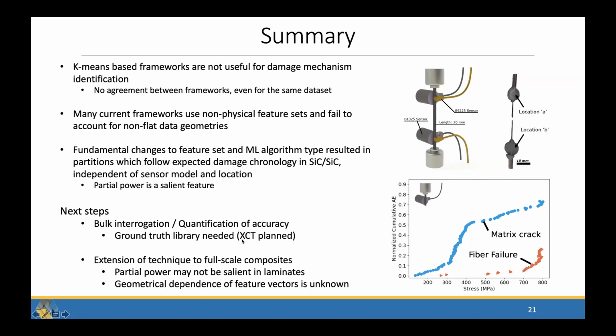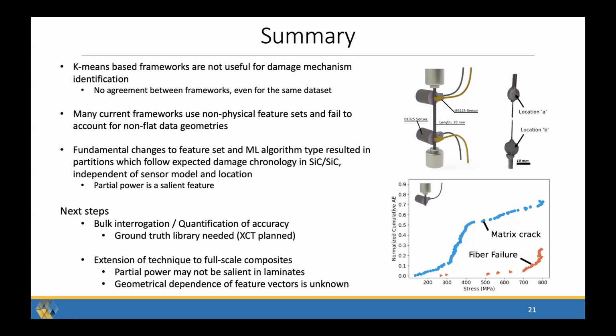And using that approach, for the first time, we found partitions that do follow the expected damage chronology and that are independent of sensor, model, and location. So this is really exciting because I think it's been a question if we even can identify damage mechanisms in these elastically similar composites. And I think we can. I think we've answered that question. We can identify the damage mechanism. We have found that partial power is a really salient feature.